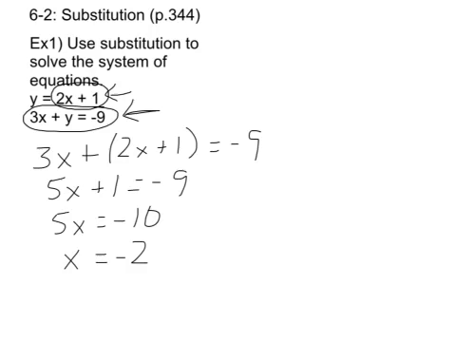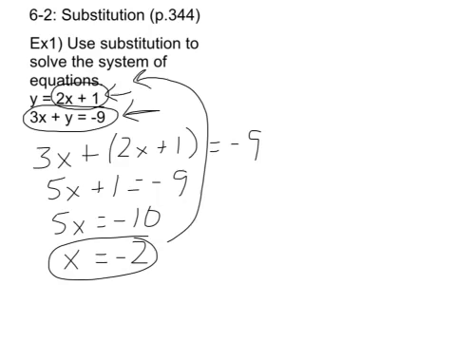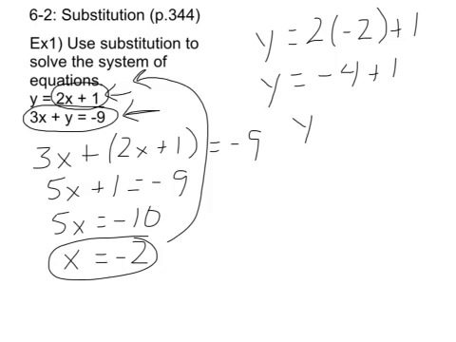So now I'm going to take this value, x equals negative 2, that I found from substituting, and I'm going to push this back into my first equation. So I've got y equals 2 times, well, I know x is negative 2, so instead of 2x, I can put 2 times negative 2. And then I've still got the plus 1. So now I'm going to simplify this. y equals 2 times negative 2 is negative 4, plus 1. So y equals negative 4 plus 1, which is negative 3.